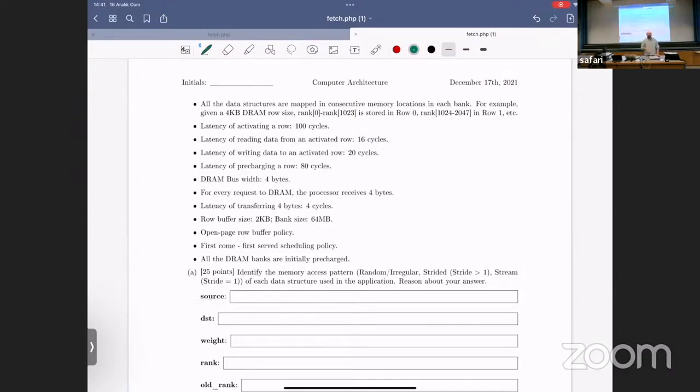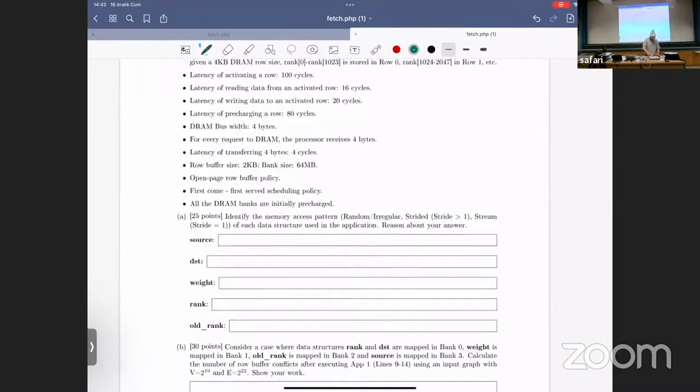Can someone remind me what the open page row buffer policy is? Or I can describe it. The open page row buffer policy means that whenever we activate a row, we do not close it. The memory controller does not close the row, doesn't precharge it. It's left open, because we may have some locality from the next access, and we might hit in the row when we access the next row. We have a first come, first served scheduling policy, and all the DRAM banks are initially precharged.